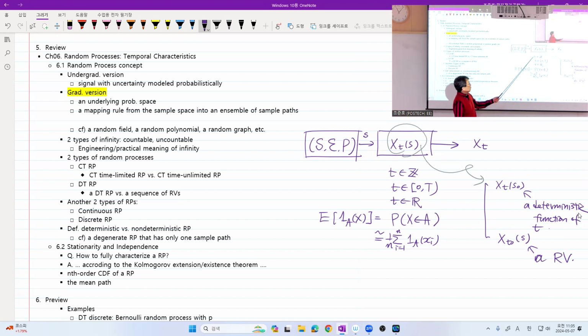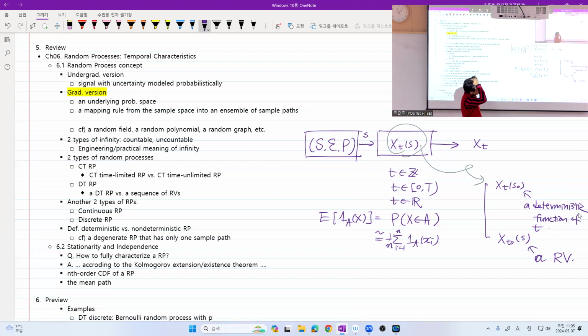For example, if t is an integer, how many random variables do we have? Even though we have a single box, you must view it as a countably infinite number of random variables. That is a measurable function, each of which is a random variable. Got it? What about this one? Still, you have uncountably infinite boxes because you have uncountably infinite real numbers here. Same thing here. Got it?